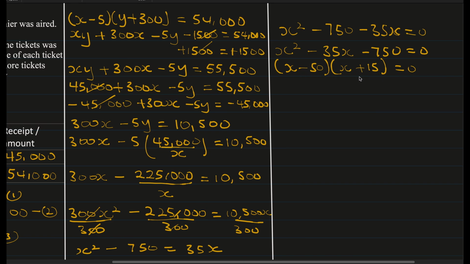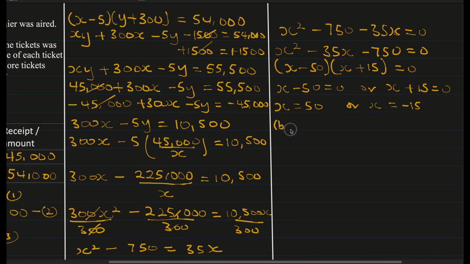Now, two numbers when multiplied gives you 0. So what does it mean? It means X minus 50 is equal to 0, or X plus 15 is equal to 0. So making X the subject, we have here X is equal to 50, or X is equal to negative 15. But you see, we can't have negative tickets to buy. So the correct answer is X is equal to 50.